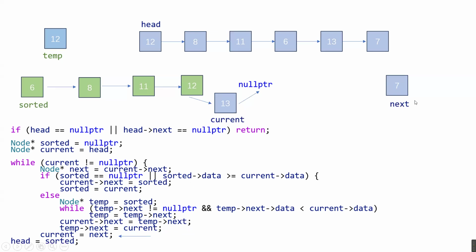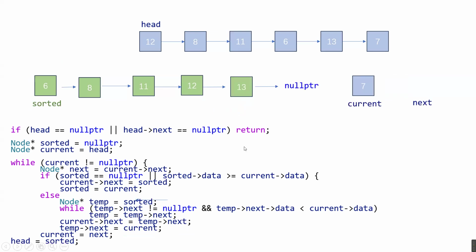And then we change the next to the current, right? So in this step, we only have one element that hasn't been sorted yet. And in the next step, the next will become the current's next. It is actually a null pointer because there are no elements, right? So the sorted is still not a null pointer, and the sorted data is not greater than the current data. Current is 7, the sorted is 6. So we will jump to this line.